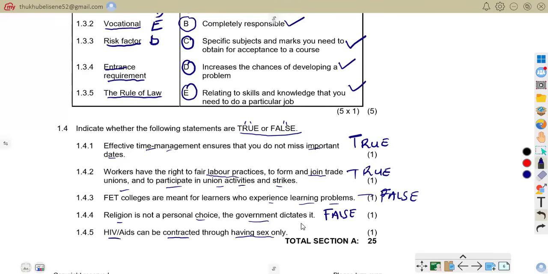1.4.5, HIV and AIDS cannot be contracted through having sex only. That is false as well. This is false because HIV can also be spread through the sharing of needles, from mother to baby during birth, and through infected blood, not just sex only. So this is all about section A, and the total for section A is 25 marks.